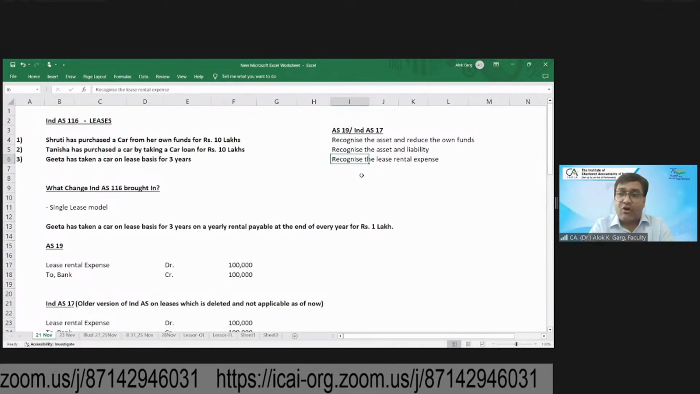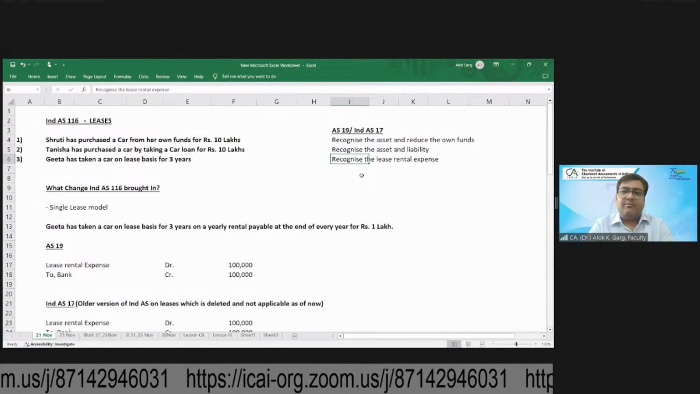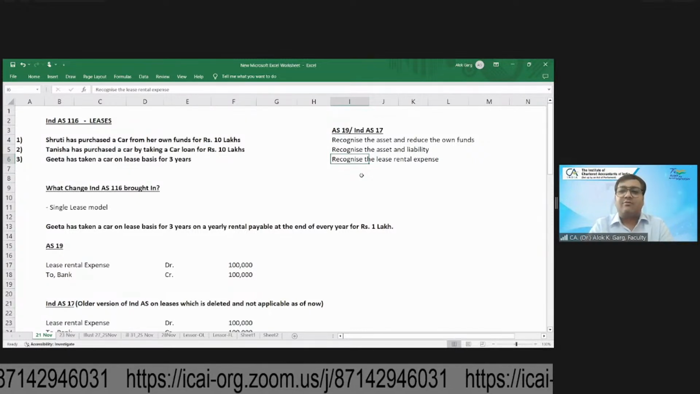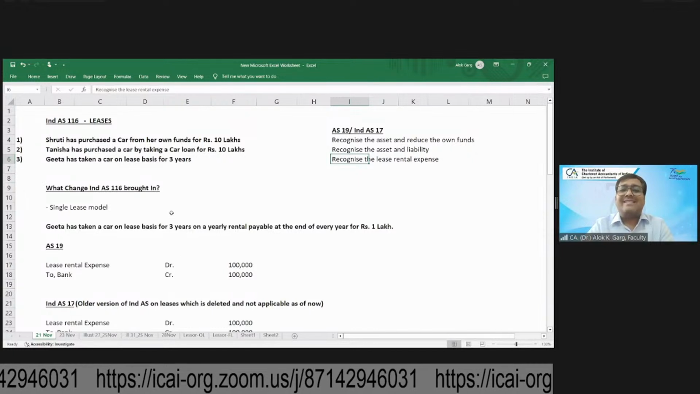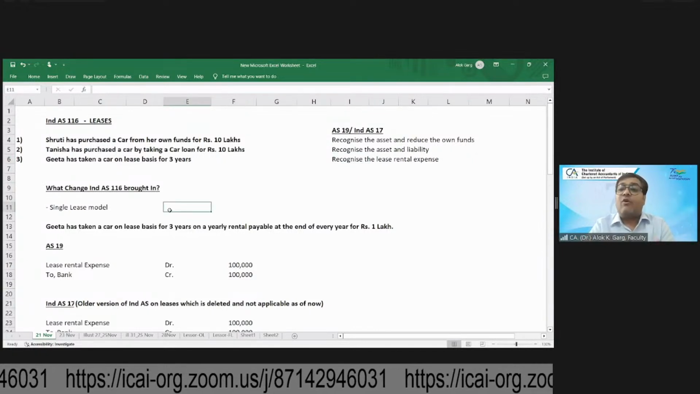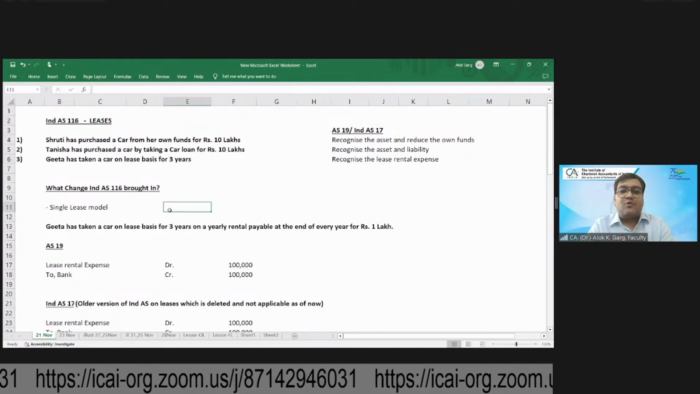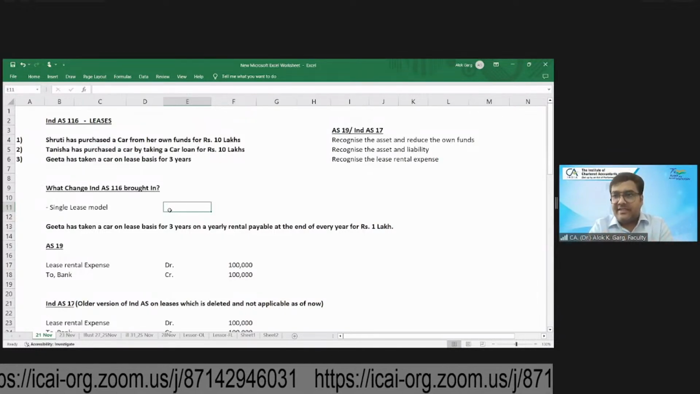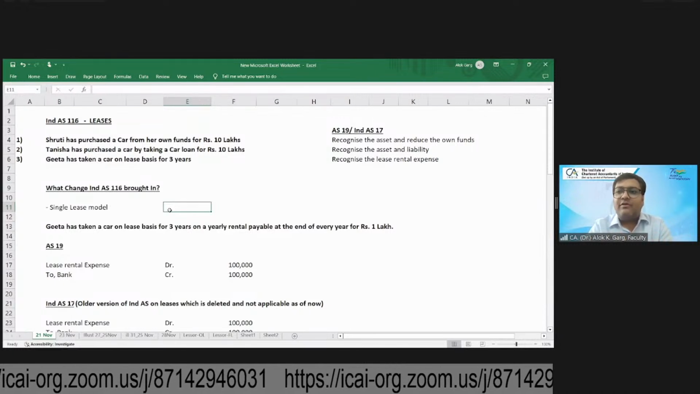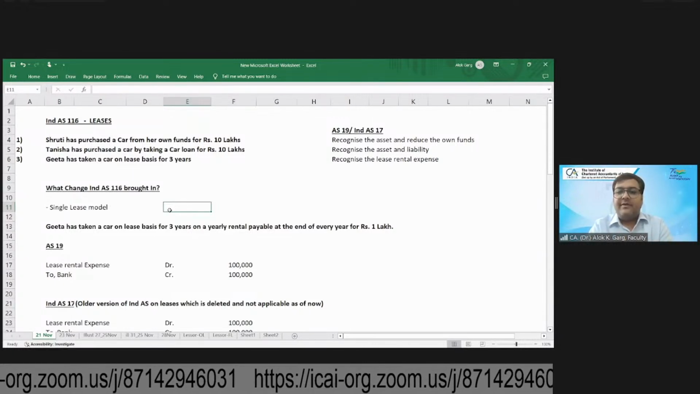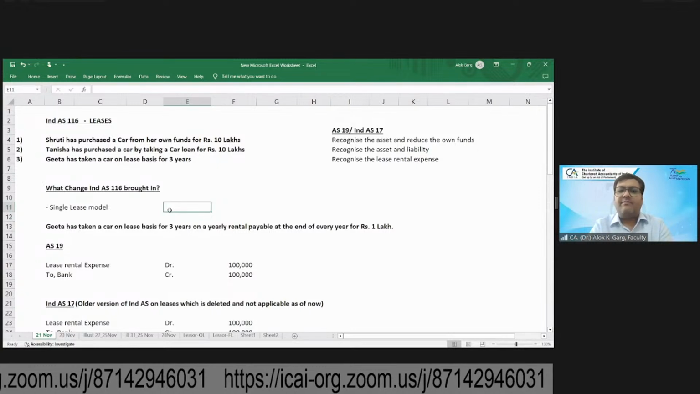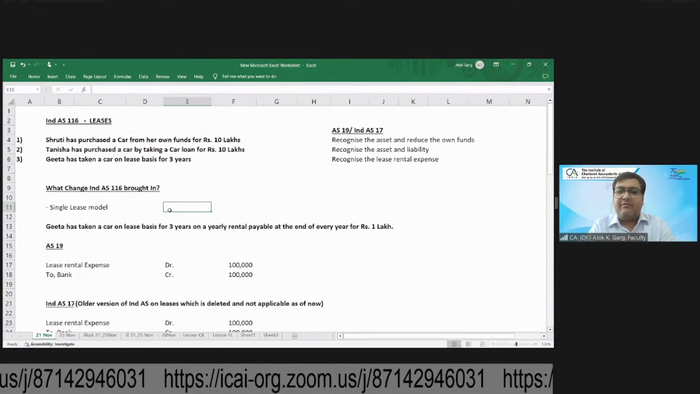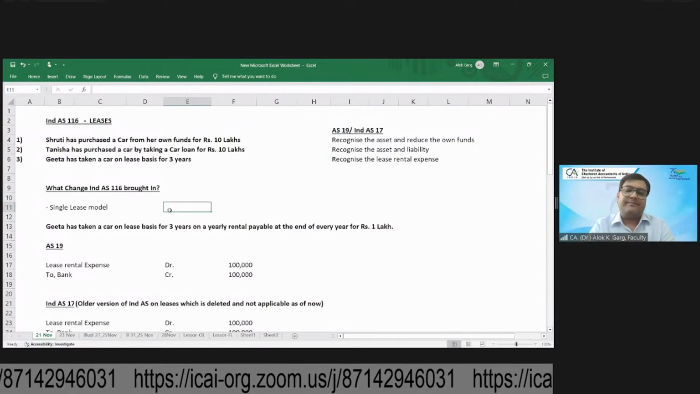And friends, with this thought, there was a birth of Ind AS 116. What change did Ind AS 116 bring in? Ind AS 116 has given a single lease model. What is meant by single lease model? So far, being CA Final students, you are all aware of operating lease and finance lease. Since our childhood, we have learned two concepts. If somebody asks what are the kinds of leases, we will answer operating lease and finance lease.